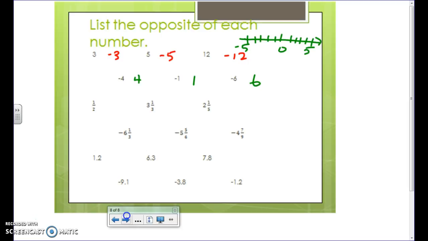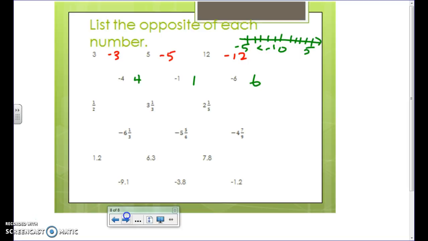Okay, and between -5 and -1, there'd only be a distance of 4. That's why -5 is less than -1. All right, it's below 0 farther. It's lower.